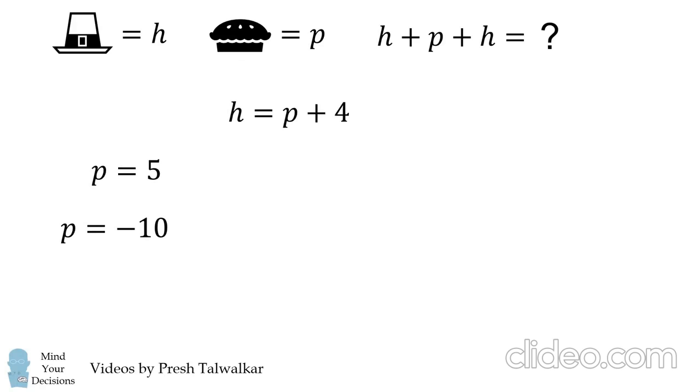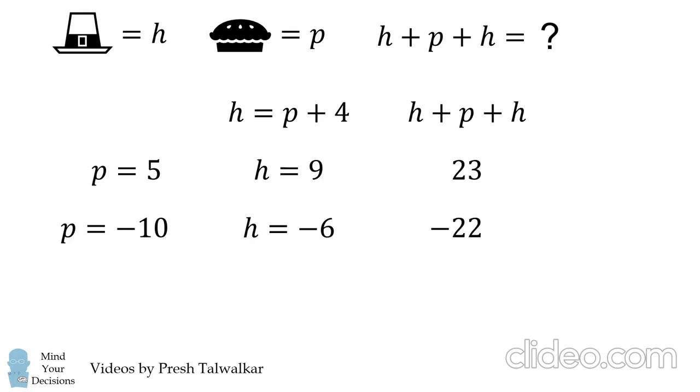H is then equal to P plus 4. So we have H is either equal to 9, or if P is equal to negative 10, H will be equal to negative 6. We can now solve for the value of H plus P plus H. When P is 5 and H is 9, we get a value of 23. But when P is negative 10 and H is equal to negative 6, we get a value of negative 22.